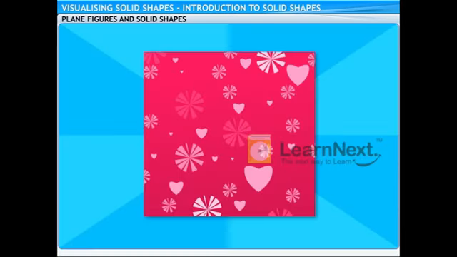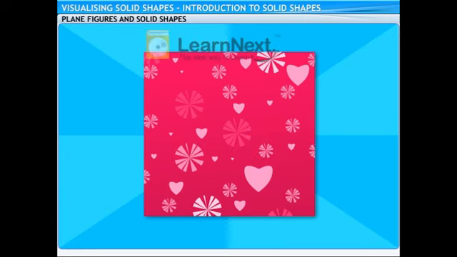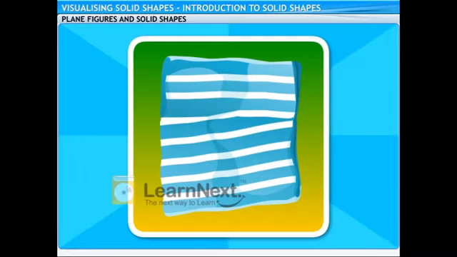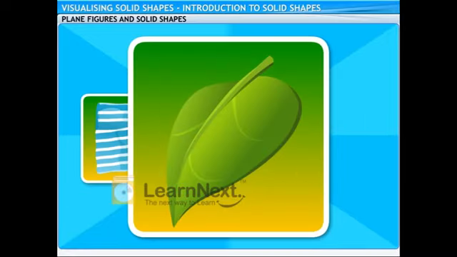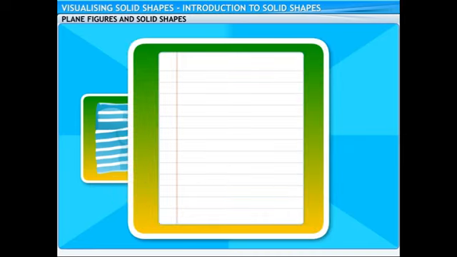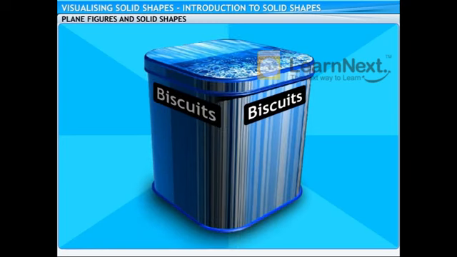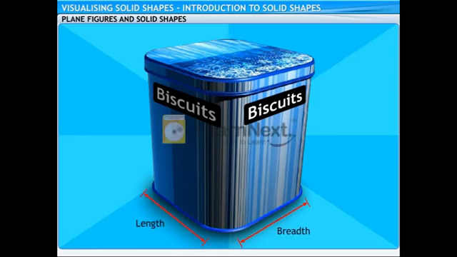Look at this sheet of wrapping paper. Can we say it has length, breadth, and height? Not really. Paper has only length and breadth, and hence is classified as a plane or 2-dimensional figure. All 2-dimensional figures have only length and breadth. Now, take a look at this biscuit tin. Can we say it has length, breadth, and height? Yes, it does. 3-dimensional solid shapes have length, breadth, and height.